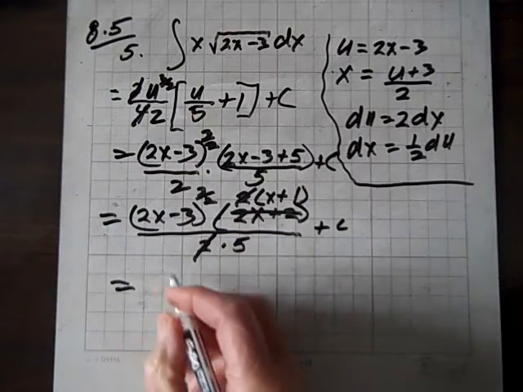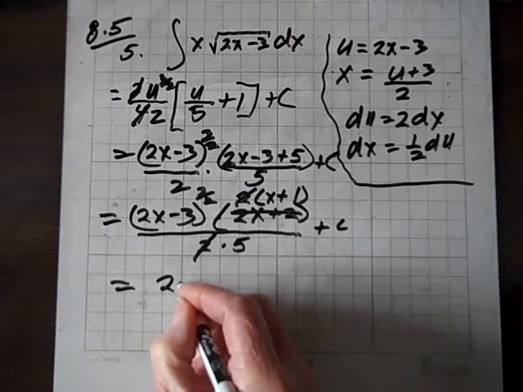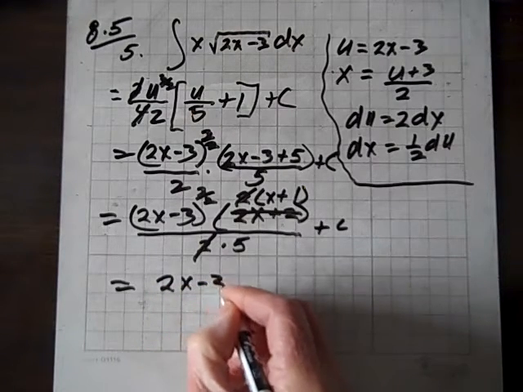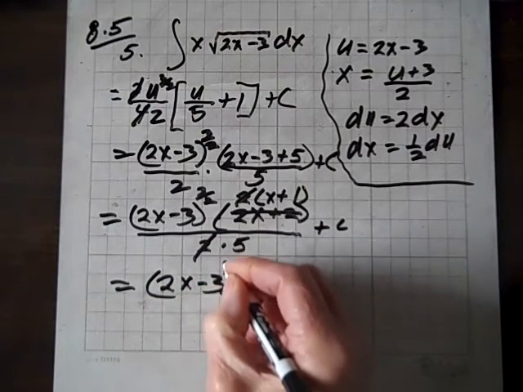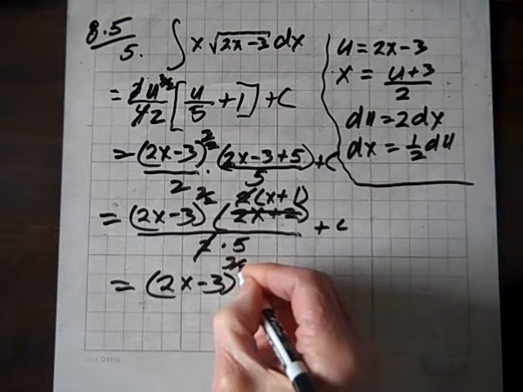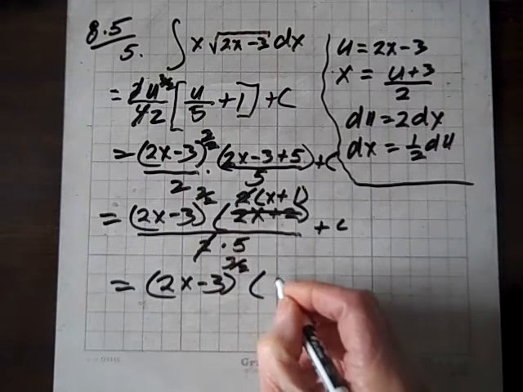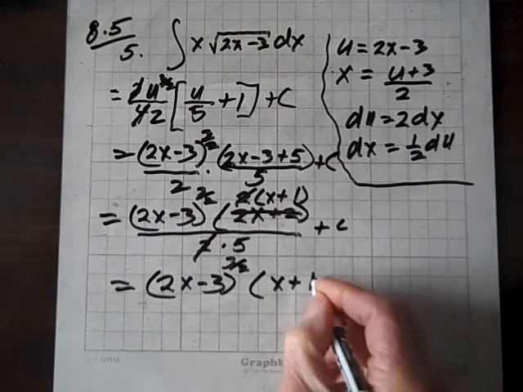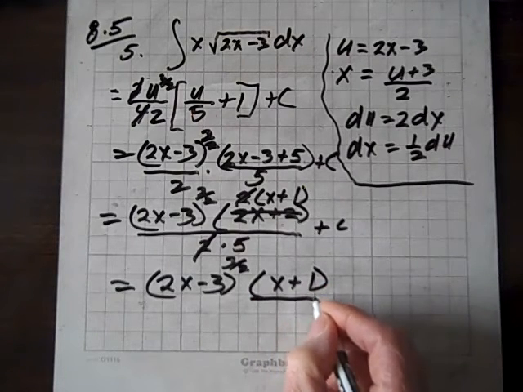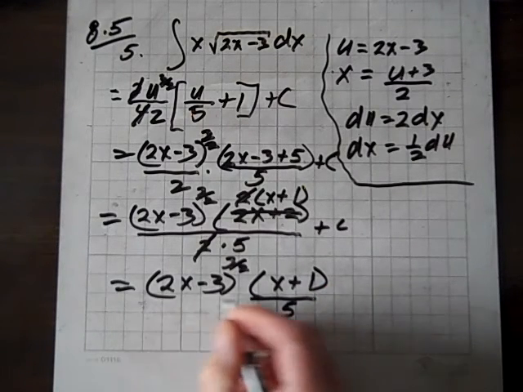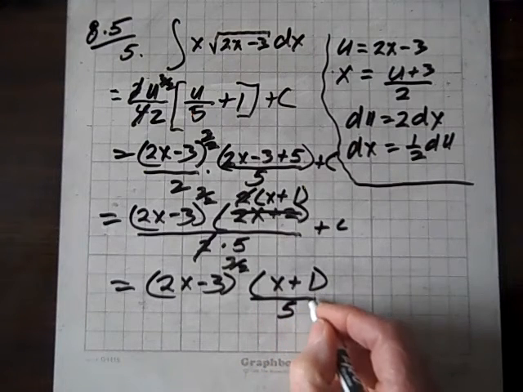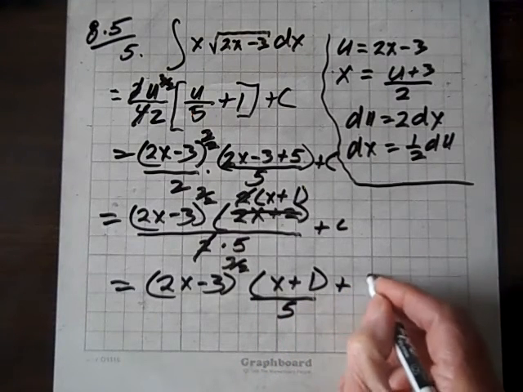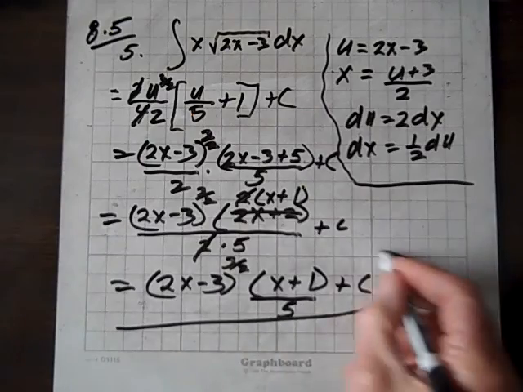So what we're left with is 2x minus 3 to the 3 halves times x plus 1 over 5. And whether you write the whole thing over 5 or just this factor over 5 makes no difference. And plus c. And we are done.